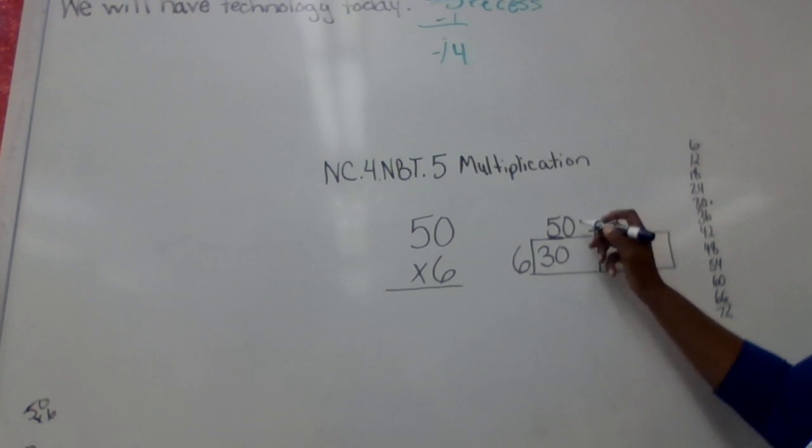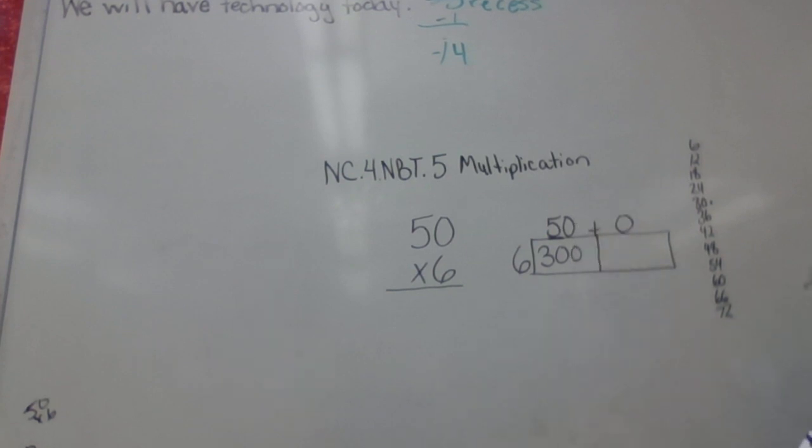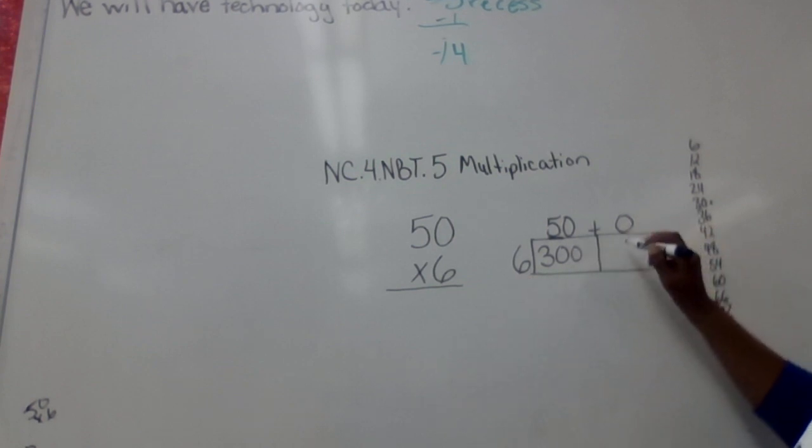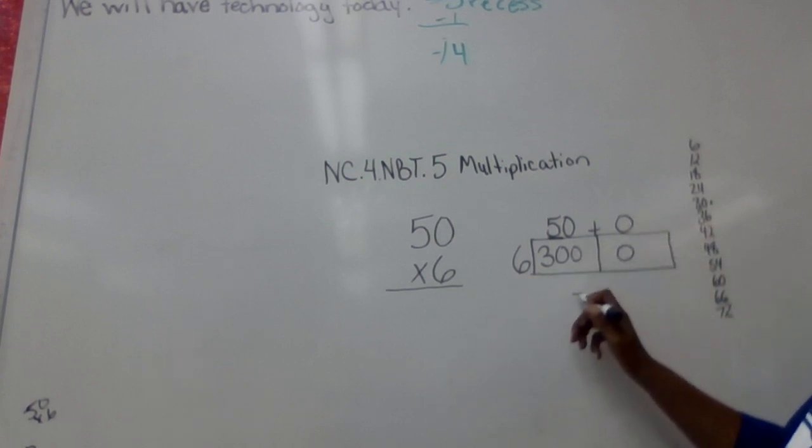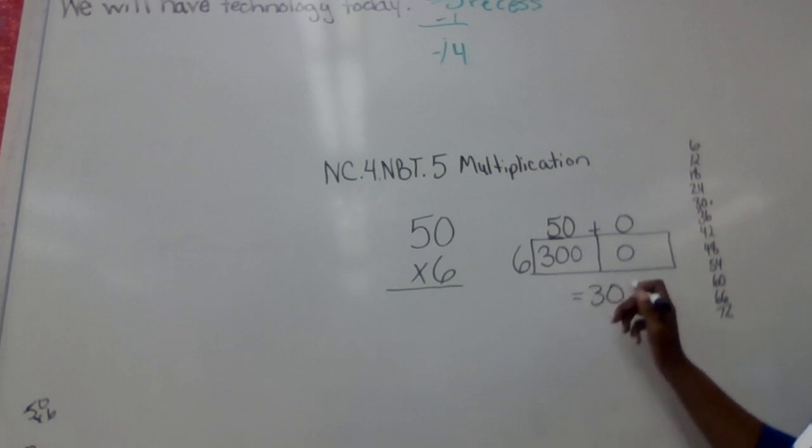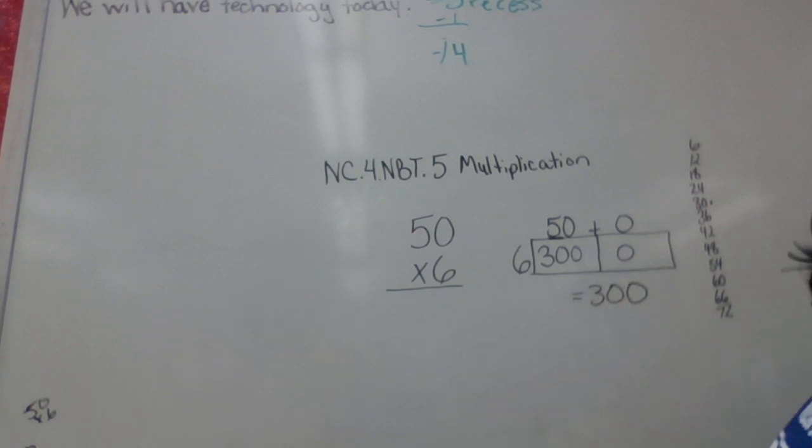Now, it's a 0 above the box. Drop it right on in. It is 300. Now, 6 times 0 is 0. So this one equals 300. Now we're going to come over to this side.